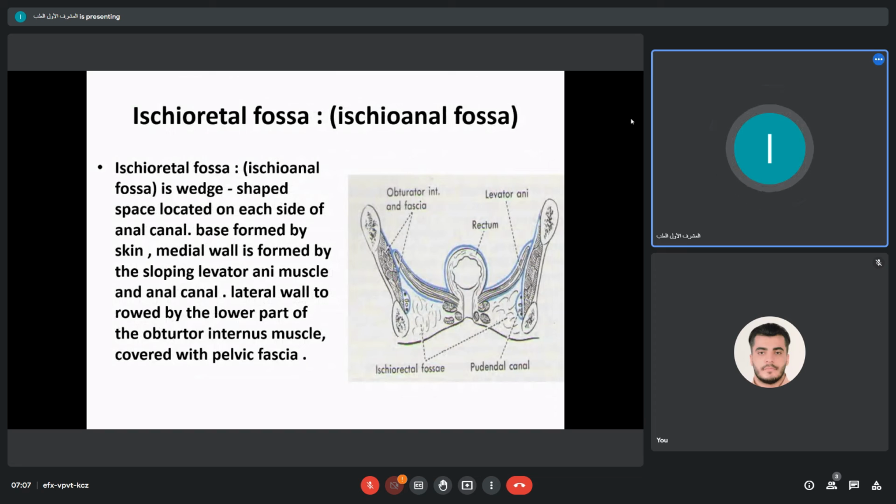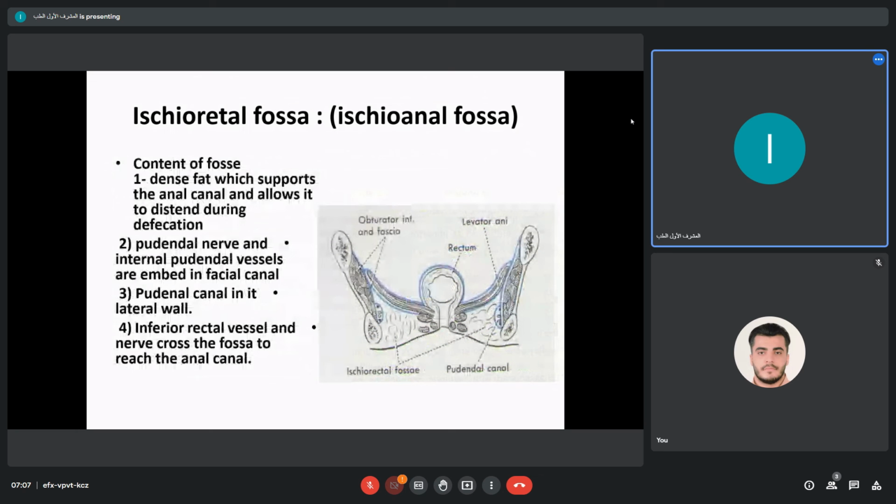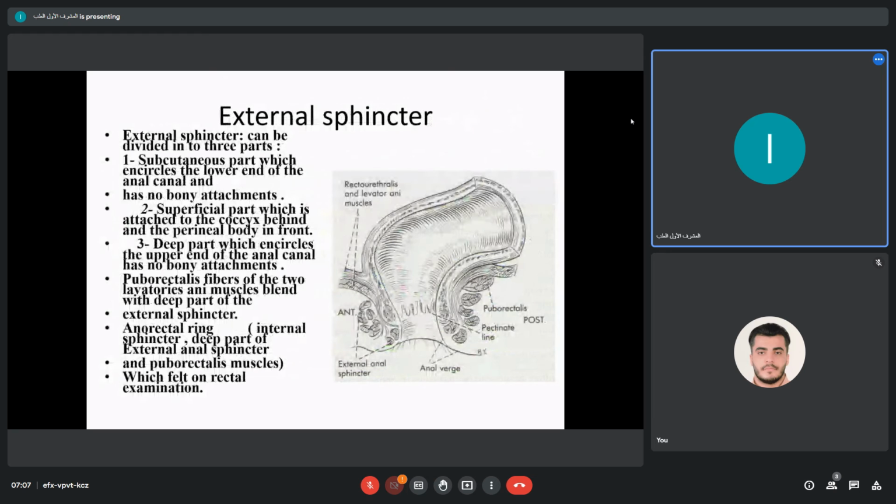I talked about the ischiorectal fossa in the previous lecture, in the second lecture of the pelvis. Also, I mentioned the content of this fossa. And an important thing also mentioned before in the previous lecture, which is the external sphincter.